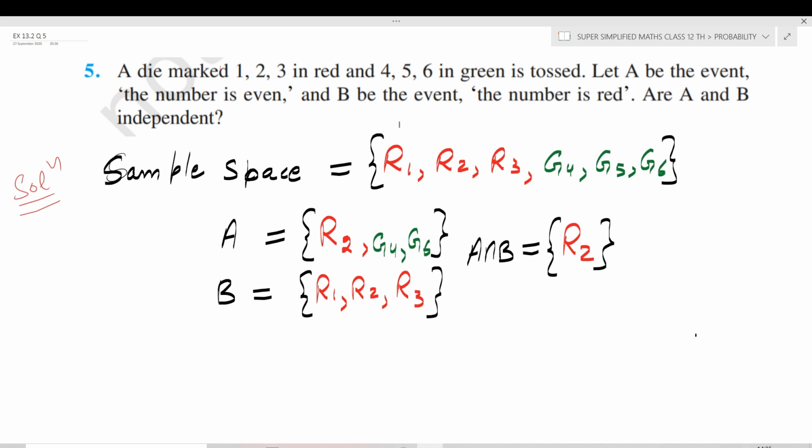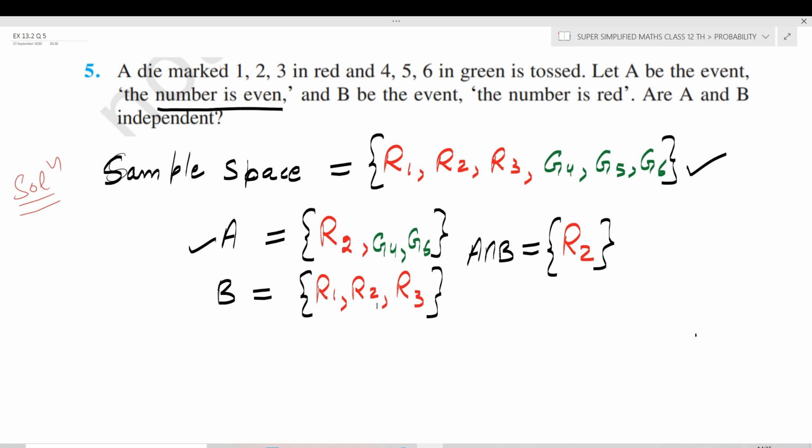This die is tossed. Now you know when this die is tossed, any one of the numbers 1, 2, 3, 4, 5, 6 can come. So this is the sample space, containing red 1, red 2, red 3 or green 4, green 5, green 6. Any one outcome out of these 6 can be the possible outcome. And let A be the event that the number is even. So event A will contain all even numbers: number 2 in red color, 4 and 6 in green color.